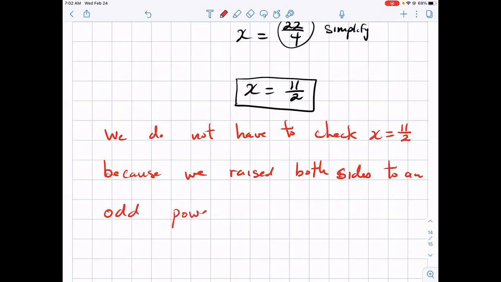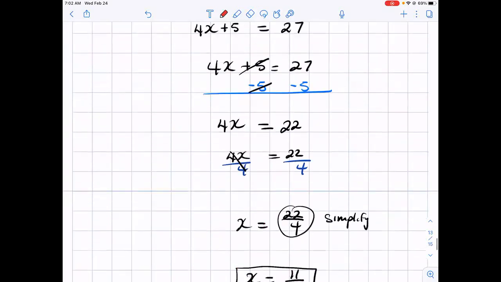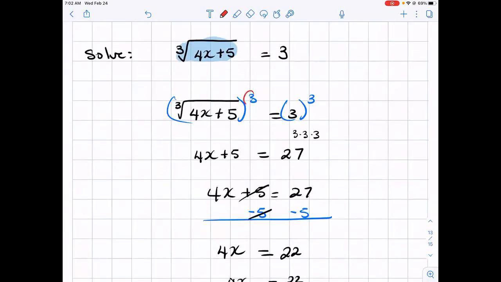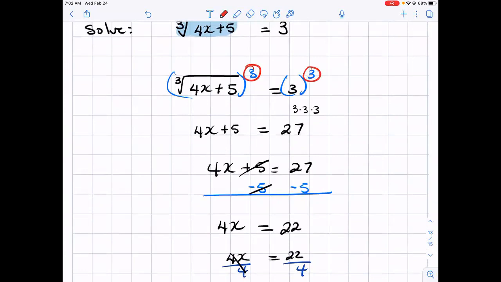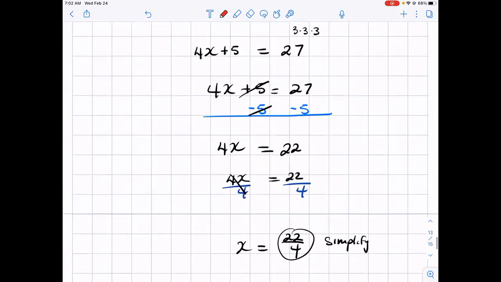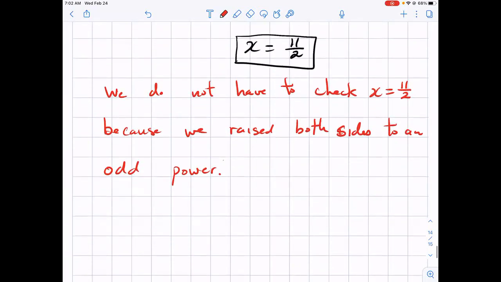So what are we saying here? Well, notice I didn't square it, I cubed it. So we only have to check when we square, or if this was a fourth root and we had to raise to the fourth, or any even root, that's what we have to check. But it doesn't hurt if you want to check. So you don't have to remember this rule. If you want to check all of your problems, you can do so.